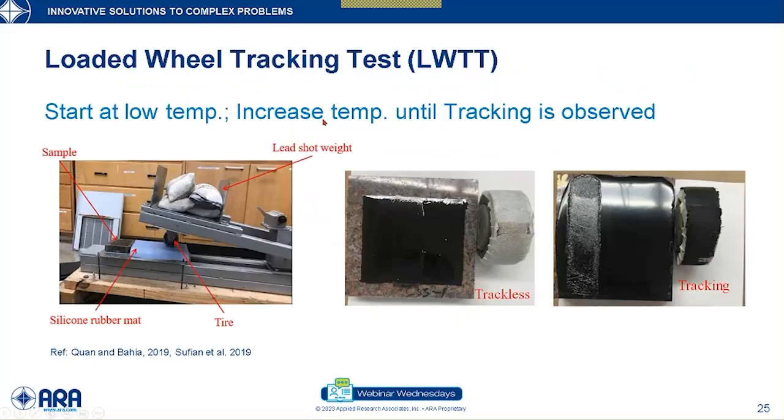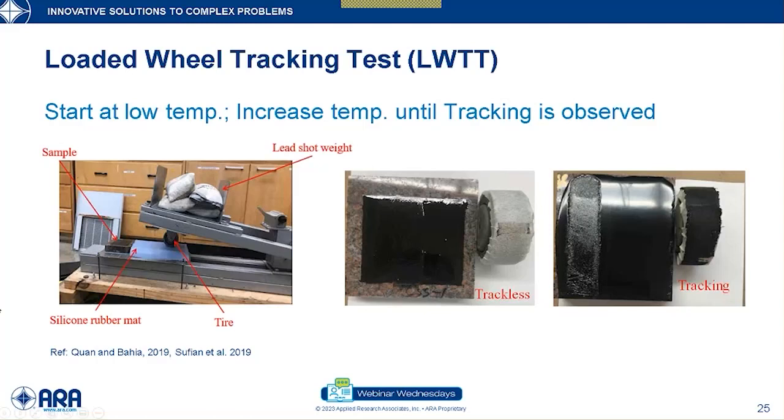Yes, I think it will be helpful if I pull up the slide. As I said, this loaded wheel tracking test, I modified it from the LWT test. That's a loaded wheel tester that's widely used in the slurry seal industry. Slurry seal is a preventive maintenance technique, a mixture of fine aggregate with asphalt emulsion that's placed on the road as a seal coat. And this device is used to quantify how much emulsion you can use in a slurry seal.